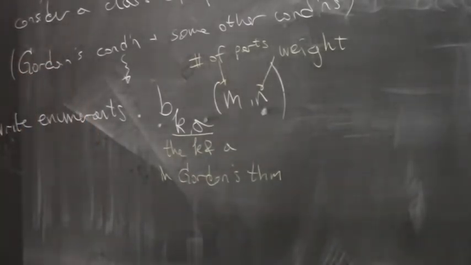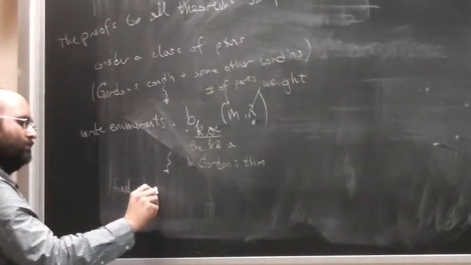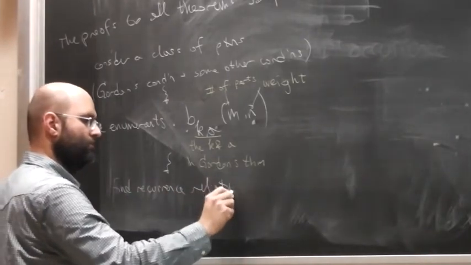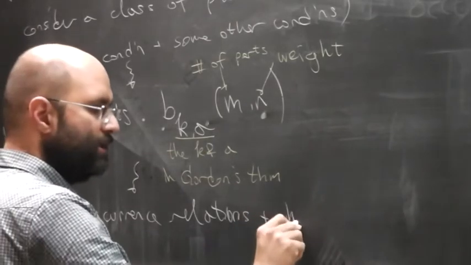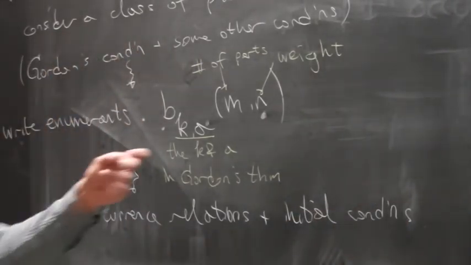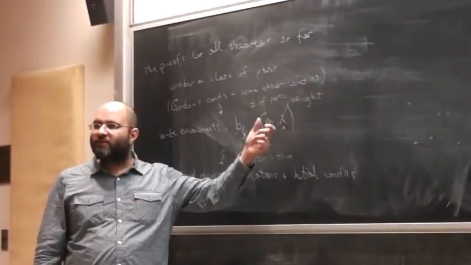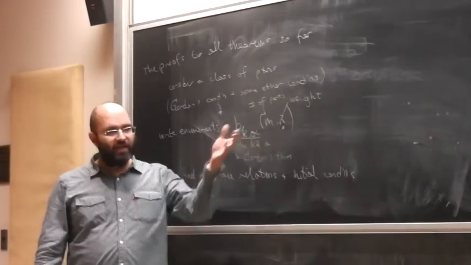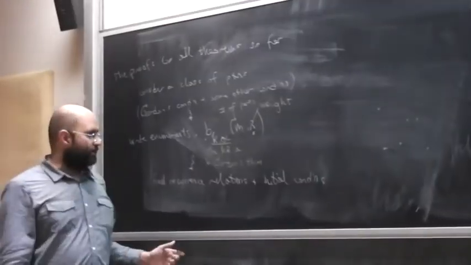Consider such enumerants. If I have time in the end, I will give you a concrete example. Find recurrence relations between these enumerants. Of course, you have to provide some base cases also, initial conditions, because these recurrences allow you to decrease m and n. So once you know what happens when m is 0 or m is negative, n is 0, n is negative, those are your initial cases. With that, your enumerants are uniquely determined.